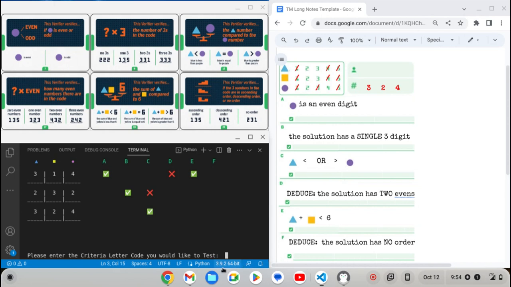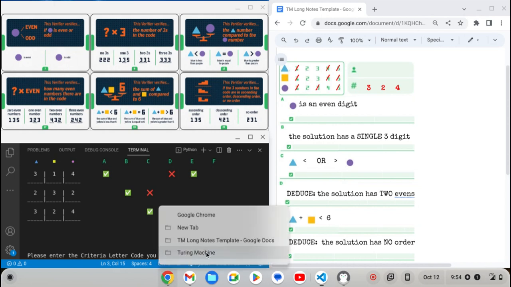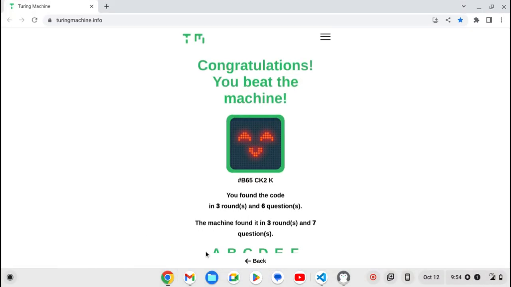Okay, well, how did you solve? What order of criteria cards did you make? And did you discover anything interesting? Basically what I call these aha moments. Add those thoughts to the comments.